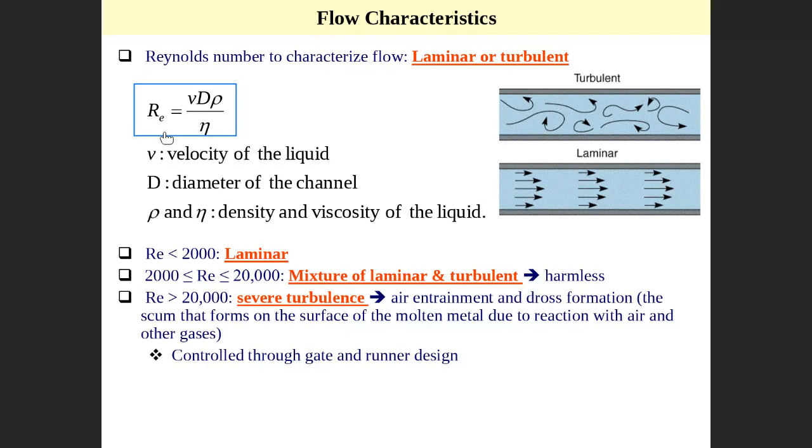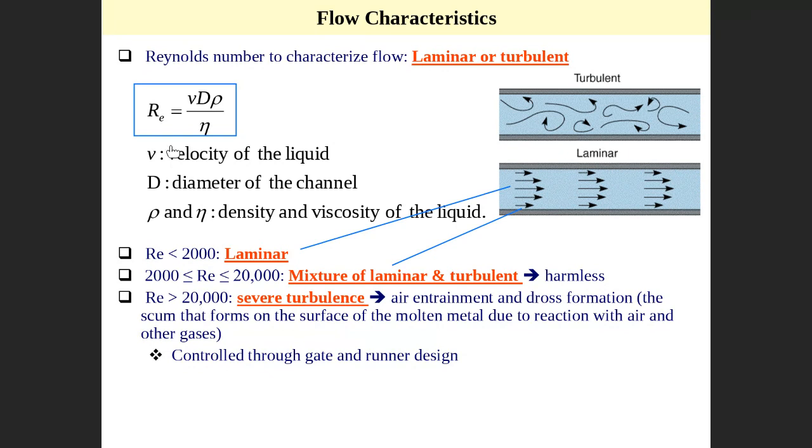The Reynolds number, if you calculate it and find it less than 2000, it is laminar, fully laminar as you can see here. If it is between 2000 and 20,000, it is a mix of laminar and turbulent and acceptable. We accept this in casting also. So this one and this one are probably okay.